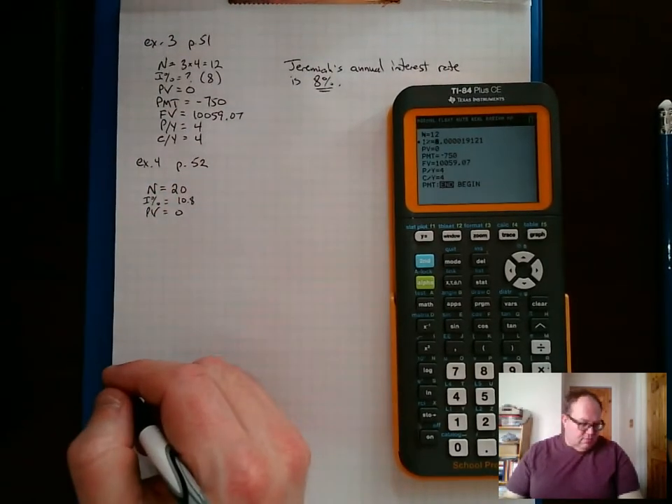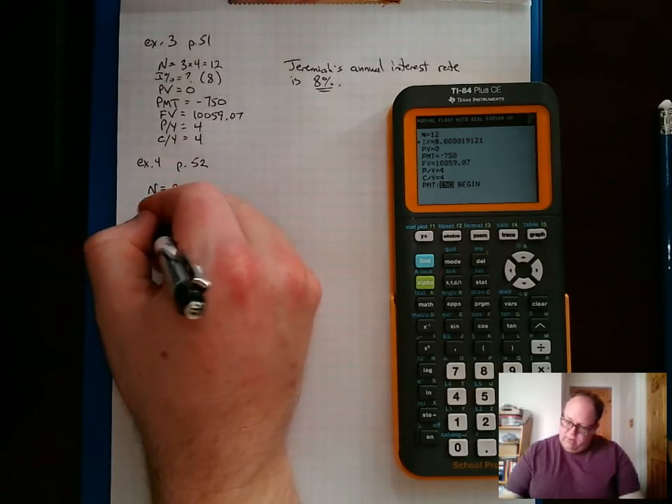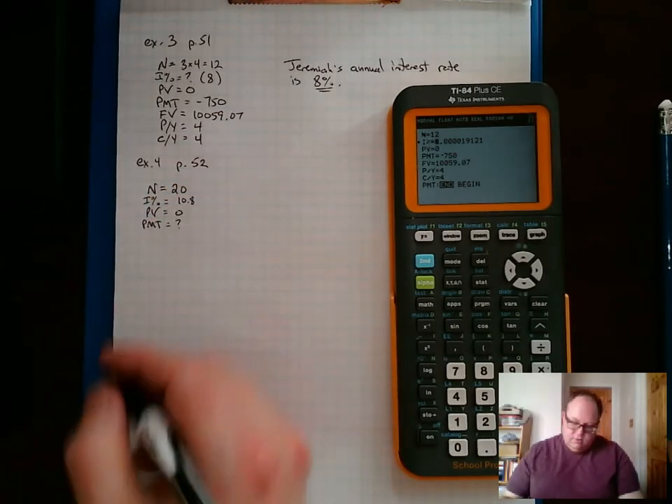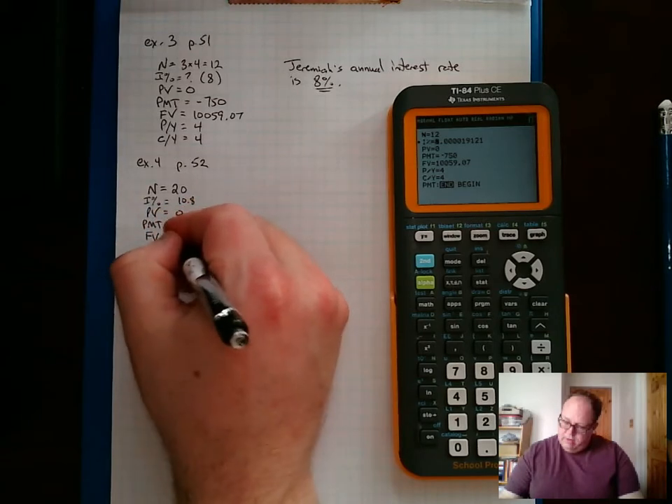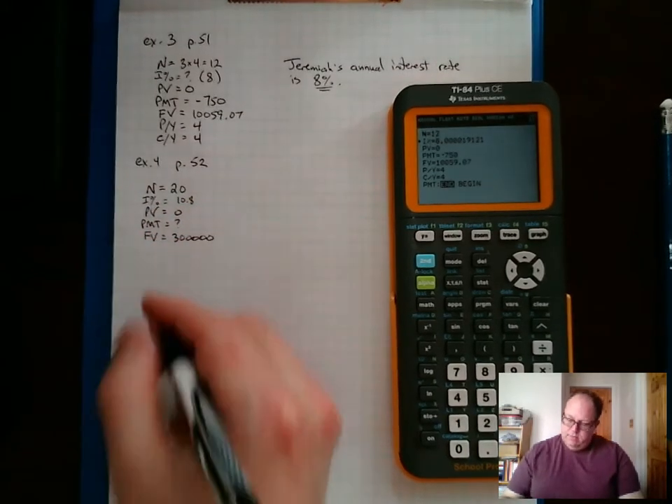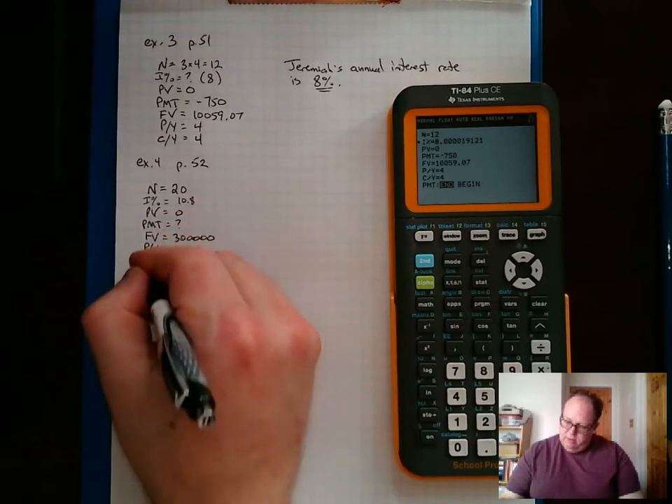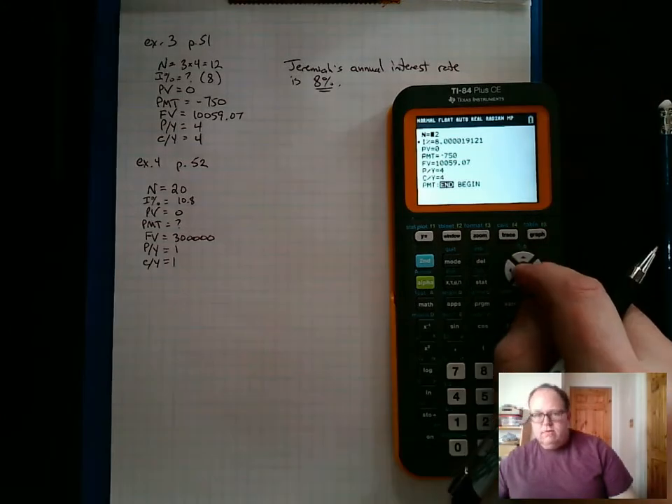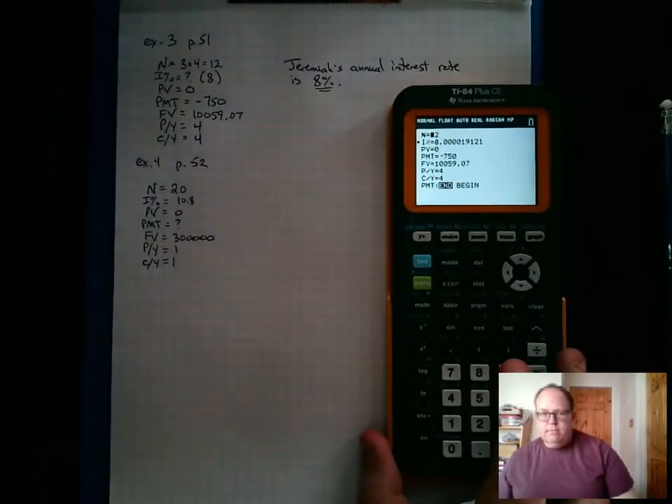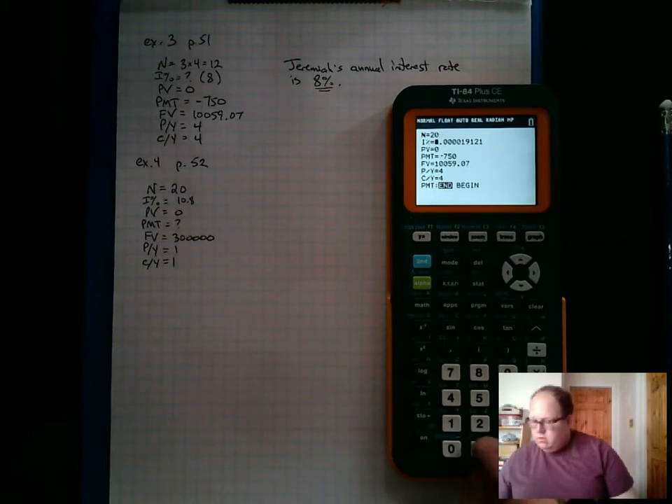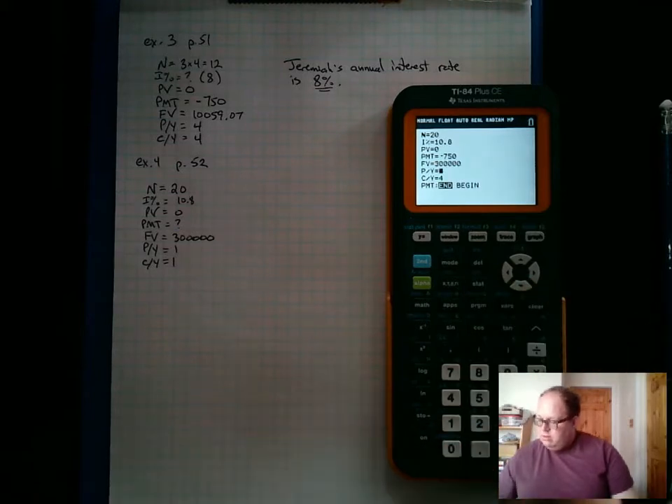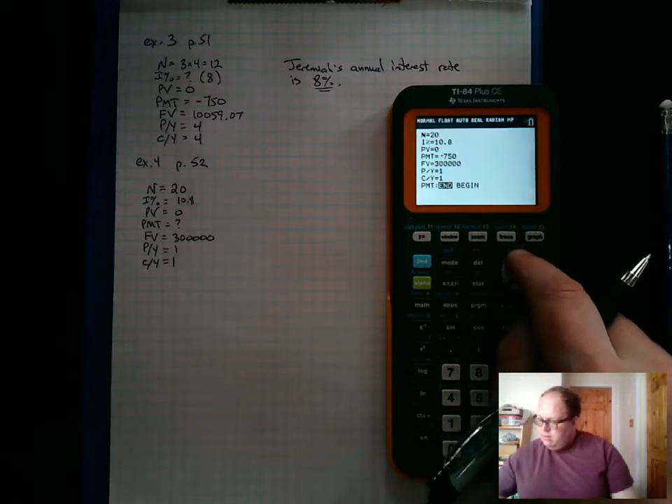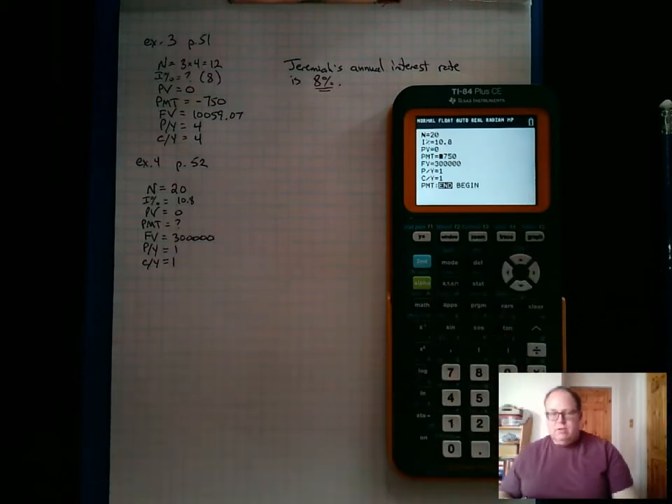Nothing in upfront. We're trying to figure out what the regular payment has to be. We want to end up with $300,000, making 1 payment per year and compounding once per year. So we fill that all in: 20, 10.8, no initial, we don't know what the payment is. We know we want $300,000. Who wouldn't? And then we can solve for what regular investment you've got to make that happen.